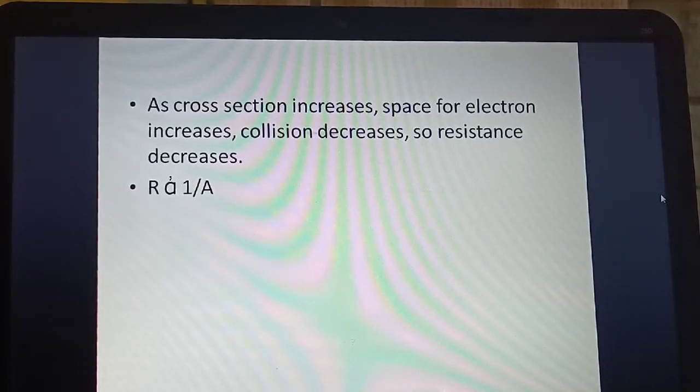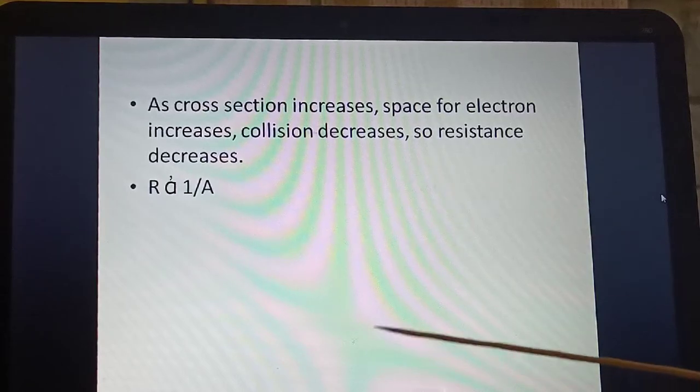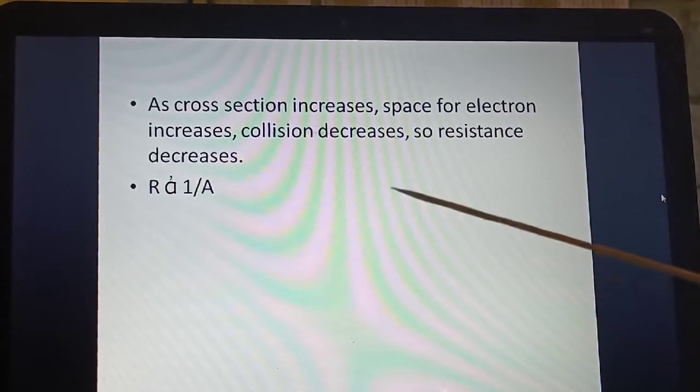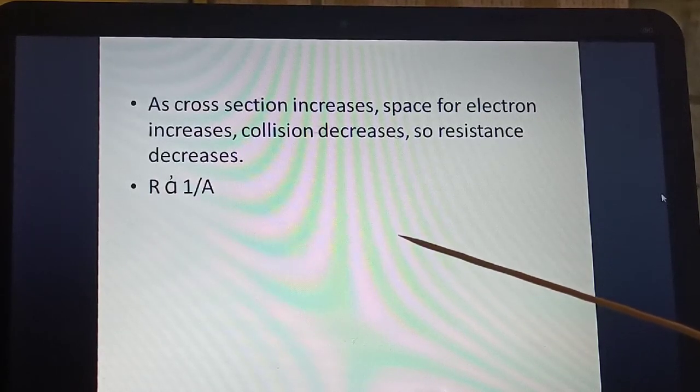That is the same thing as I told. As cross section area increases, space for electron increases. So therefore the collision will decrease, so resistance decreases. So what happens here? Resistance is inversely proportional to the cross section area.